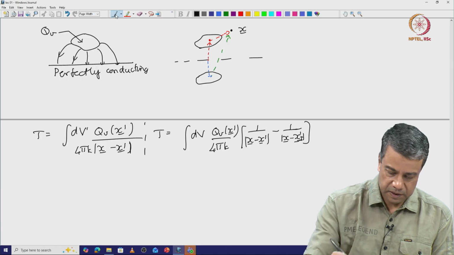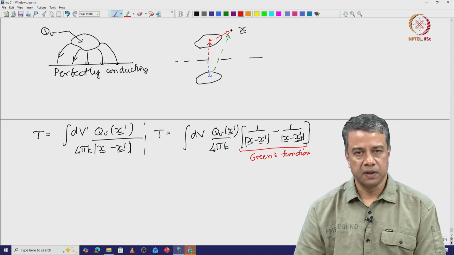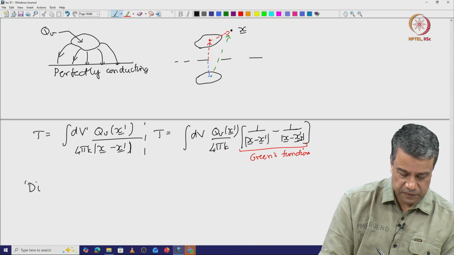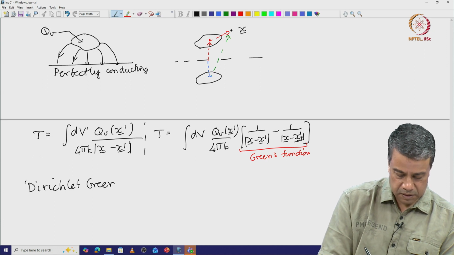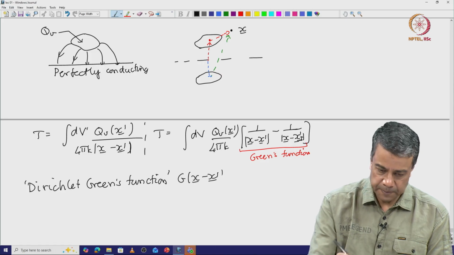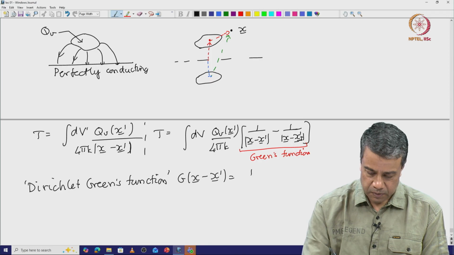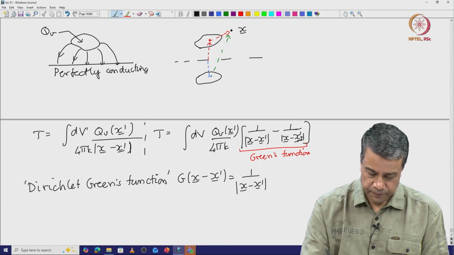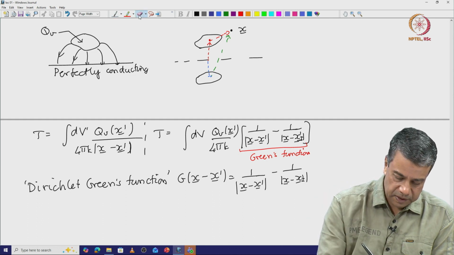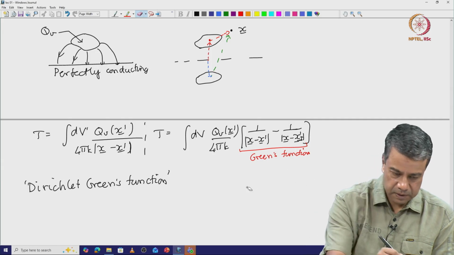This thing is what is called a Green's function, which satisfies the constant temperature condition at the surface. It goes by the name of the Dirichlet Green's function. G of x minus x prime is equal to 1 over |x minus x prime| minus 1 over |x minus x image prime|. Note that this was the equivalent Green's function, and I should have a 1 over 4 pi k here. So, let me just write that factor 1 by 4 pi k here.